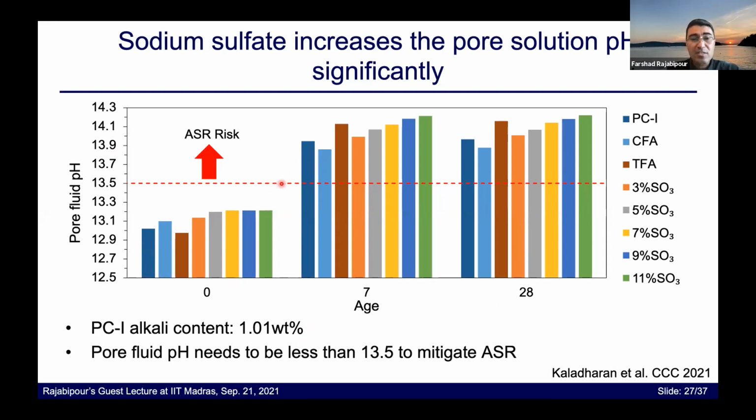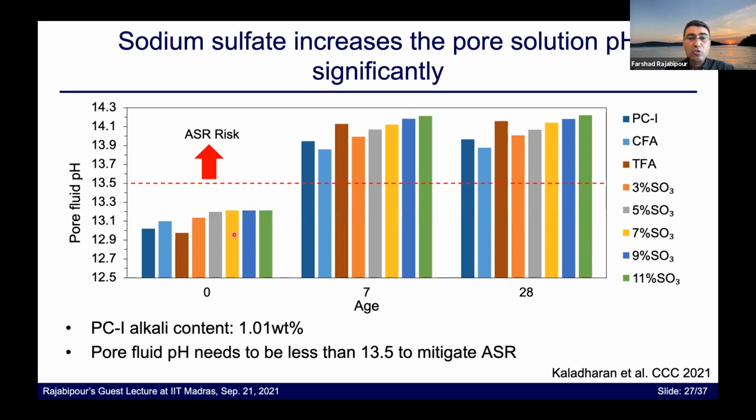Essentially, at any pH above 13.5, there is a fairly significant risk of ASR if there is a presence of reactive aggregate. So we see that this cement by itself could cause ASR. Now, if we replace the cement with 20% of control fly ash, we see that the 7 and 28 day pH has dropped slightly, which would help with ASR, but it hasn't dropped enough to completely mitigate ASR.